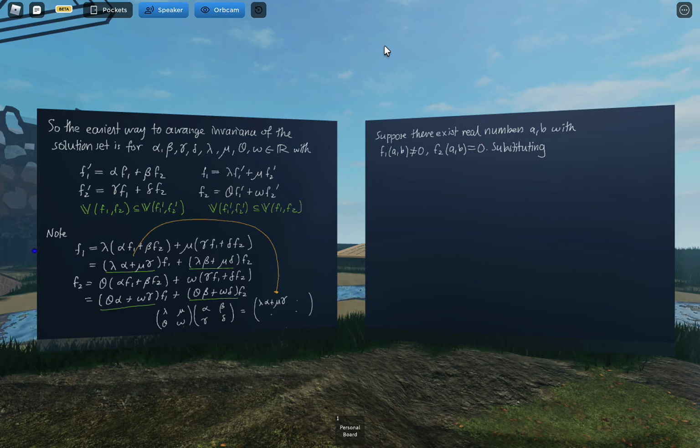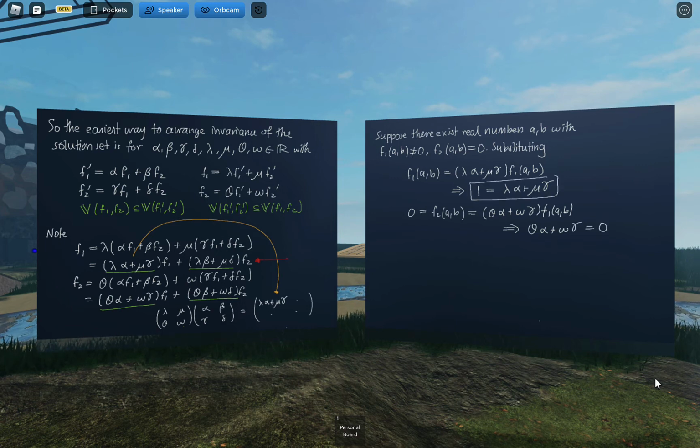Well, substituting a and b into the first equation on the previous board, so the one for F1, I get F1(a,b) is equal to lambda alpha plus mu gamma times F1(a,b). The second term vanishes because F2(a,b) is equal to 0. In the second equation, 0 is equal to F2(a,b) is equal to theta alpha plus omega gamma times F1(a,b). Since F1(a,b) is non-zero, that gives me theta alpha plus omega gamma is equal to 0.